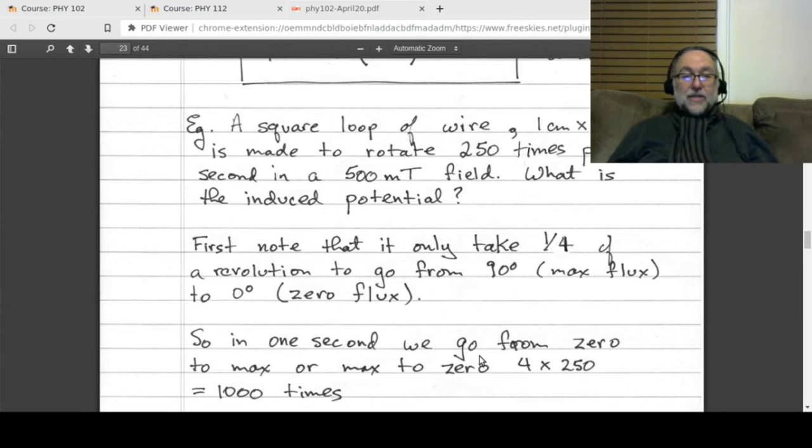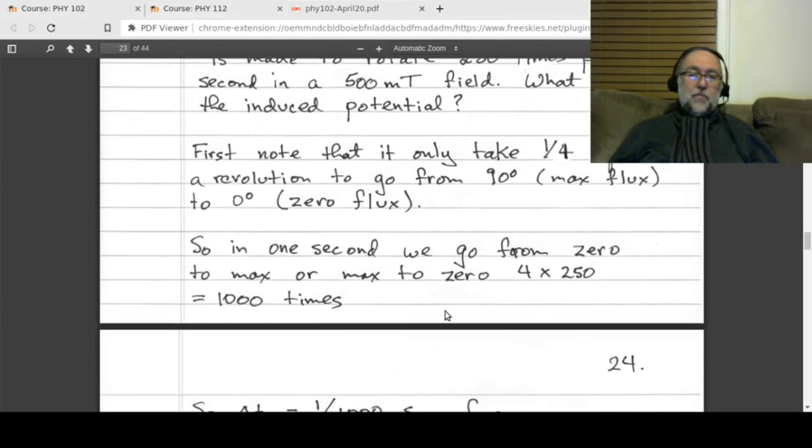Now, in 1 second, we'll go from 0 to maximum, or maximum to 0, not 250 times, but 4 times 250 times. So think about that a little bit. Every quarter turn of your loop, you're going from a max to minimum, or minimum to maximum. So this move from minimum to maximum happens 4 times for every rotation. There's 250 rotations per second, and so you're going to have 1,000 times that you're going from minimum to maximum.